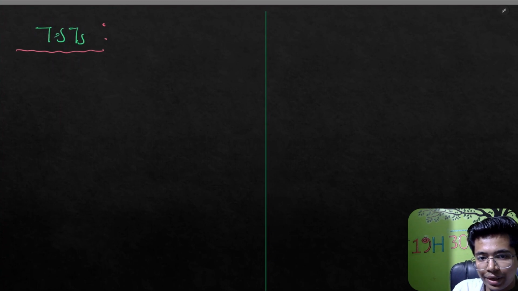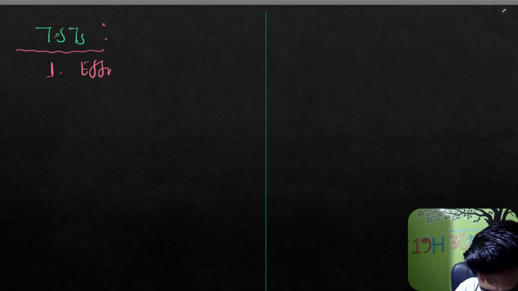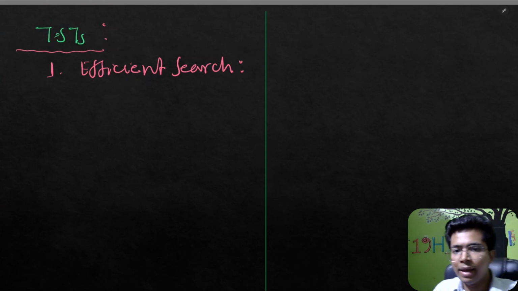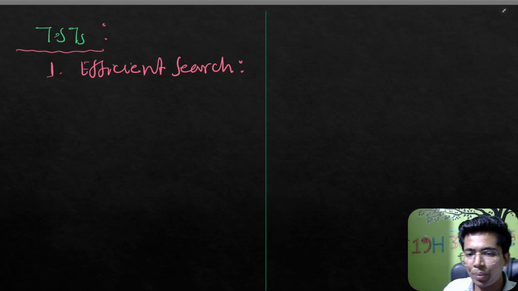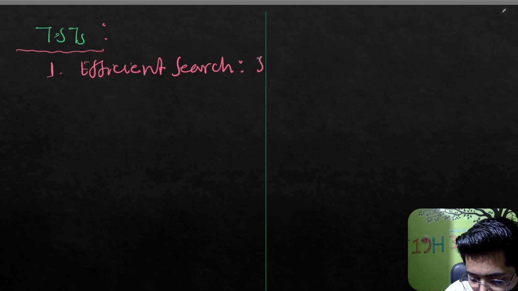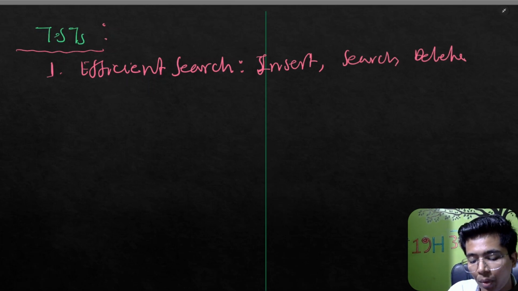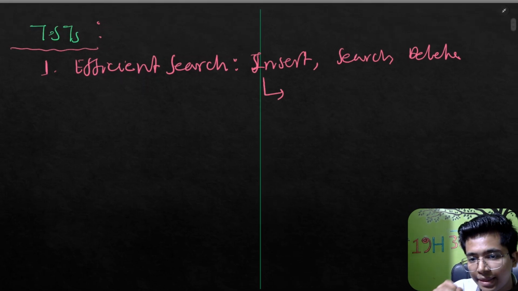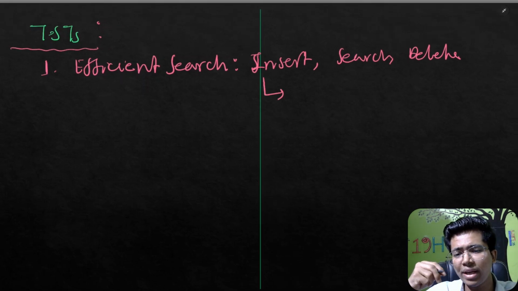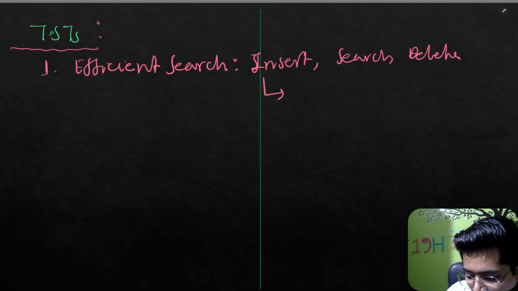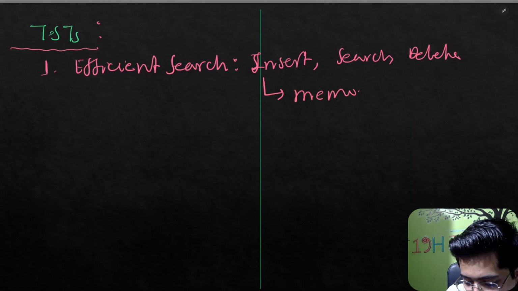The important aspects of TSTs. The first aspect is efficient search. It performs operations like search, insert, delete in a more memory efficient manner. The first operation we perform is insert, then search, then delete, etc. These operations, when performed on a ternary search tree, are performed in a memory efficient manner. That means the memory is reduced, only a small portion of memory is used. All operations here are memory efficient.